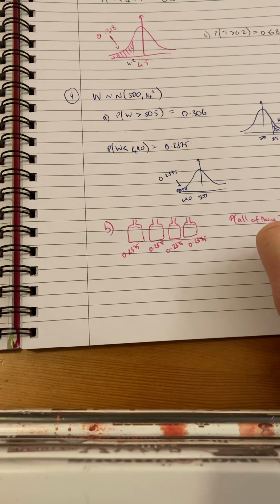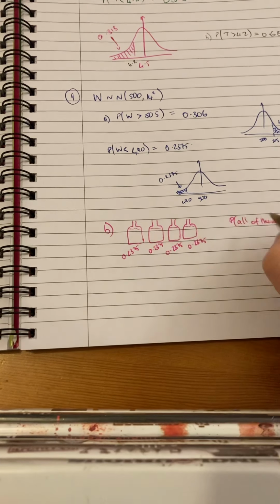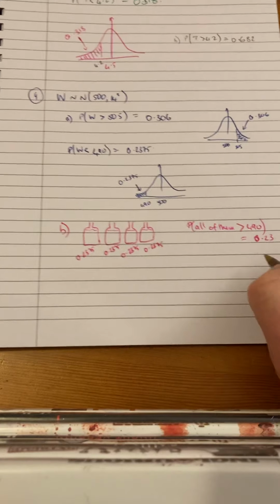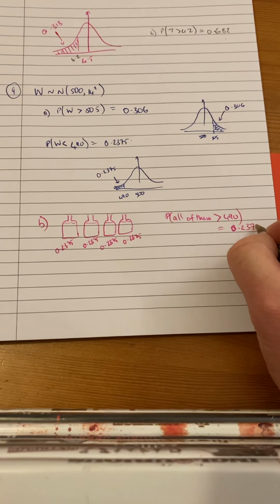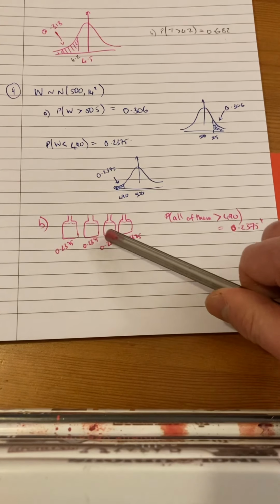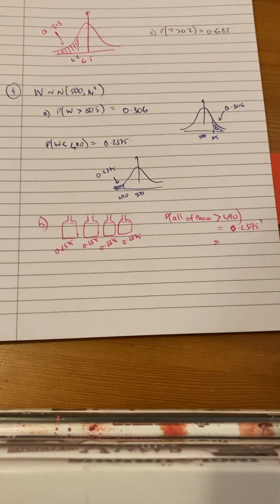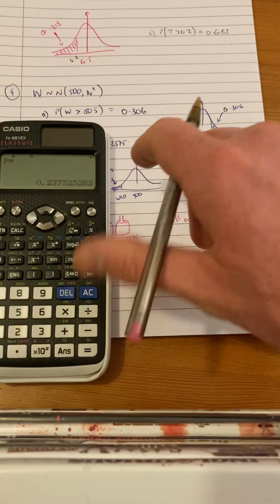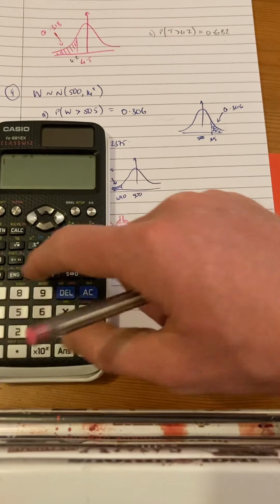So the probability of all of them having more than 490 is going to be 0.2375 to the power 4. These are all independent, so I'm just going to times them all together. I'm going to do that on my calculator. I'll have to just go to the normal calculator function.